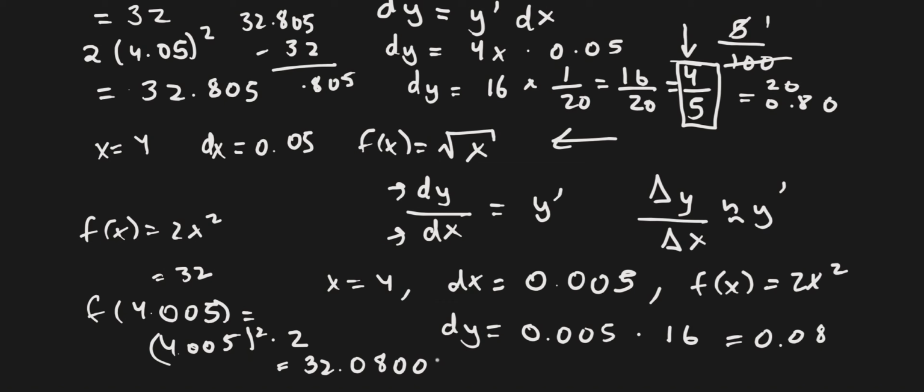Notice how this is going to be 0.08, and the actual change is going to be 0.08005. Look at that. It's just a difference of about 0.00005. The previous one, however, had a difference of 0.005. This was 0.005. So it's getting better and better of an approximation.